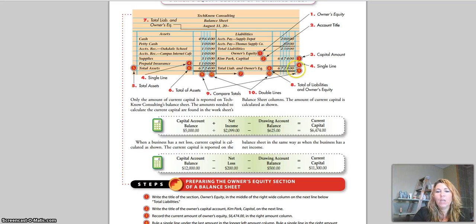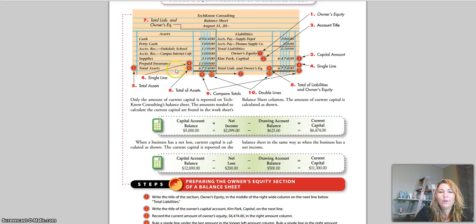Now, if you had a net loss, you would have taken your capital balance from the trial balance, and this is just an example down here of one who had a net loss. So they had in their capital account, they already had $12,000. They lost $200, so we're subtracting. And they had already taken out $500, so we subtract the $500 from their drawing, leaving their current capital. So basically, take your capital plus your net income or minus your net loss, minus your drawing to get your current capital. So we have our current capital listed here.